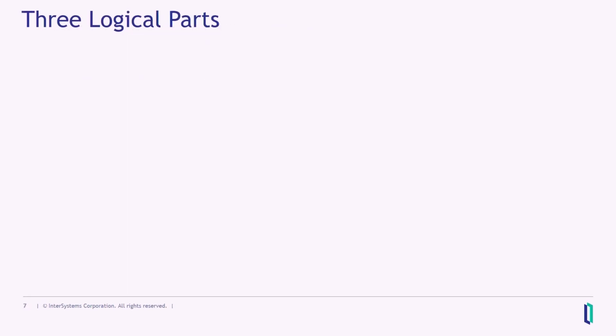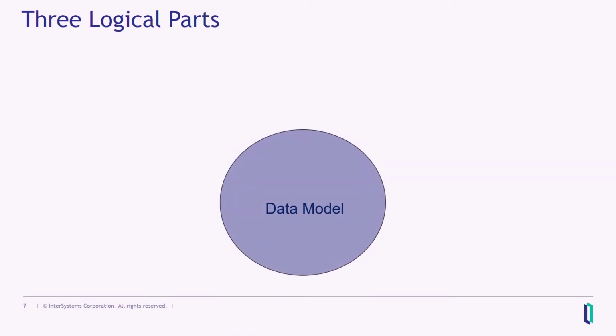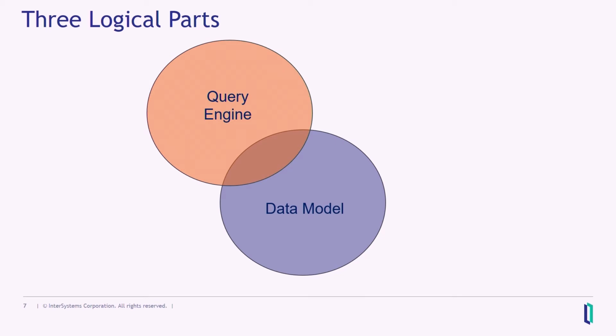And on top of that, it's very important to understand that DeepSee really is broken down into 3 logical parts. The first is the data model. So this is where we store the cube data, the indices, and so on. On top of that, we have a query engine. And the query engine works on a language called MDX.